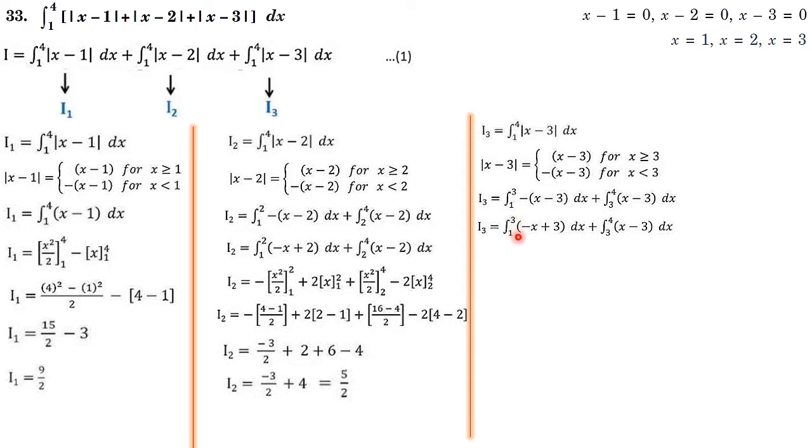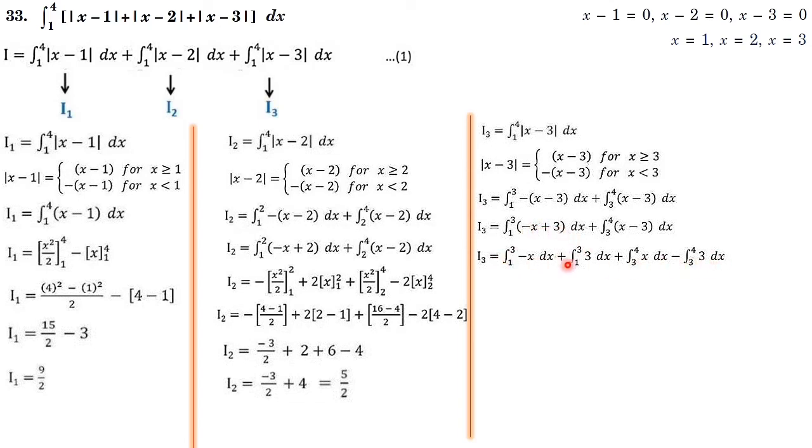I3 is equal to integral 1 to 3, remove the bracket, minus x, minus into minus plus 3 dx, plus integral 3 to 4 x minus 3 dx. Then integral 1 to 3 minus x dx, then just elaborated this one, okay.